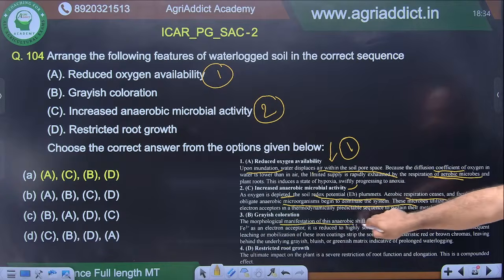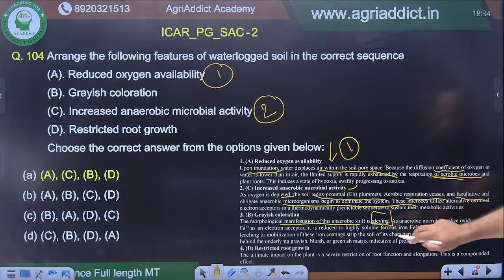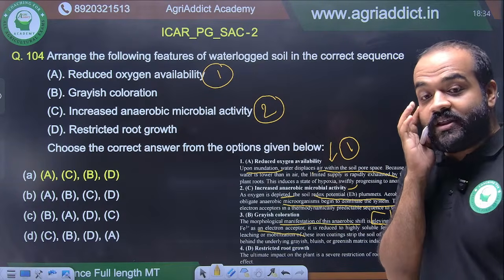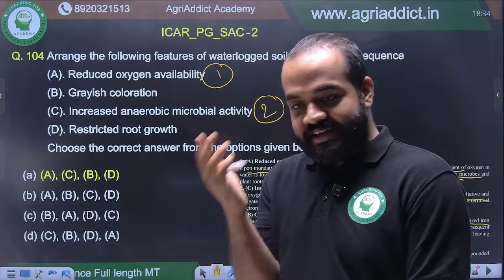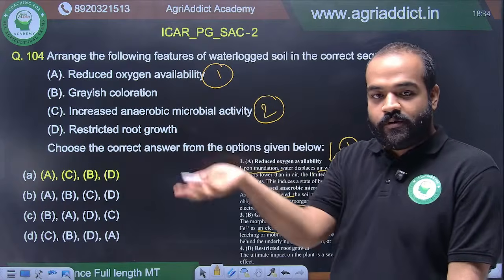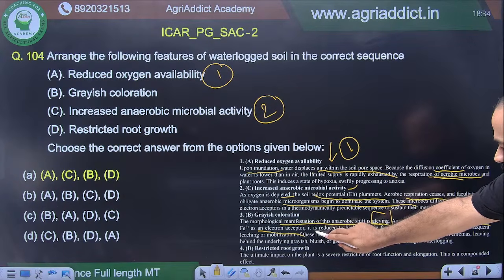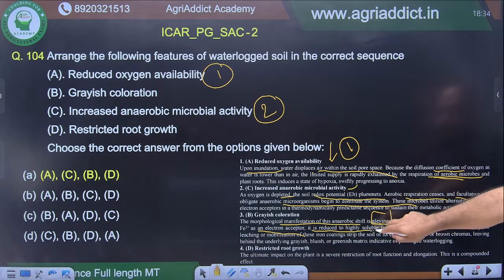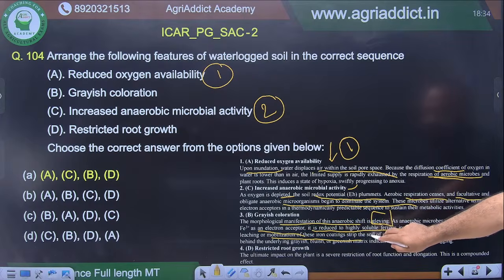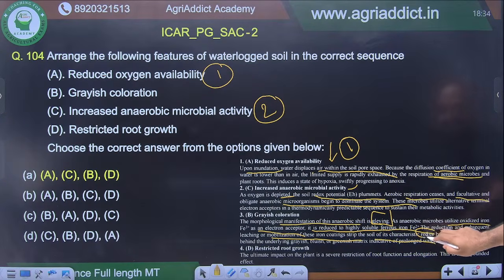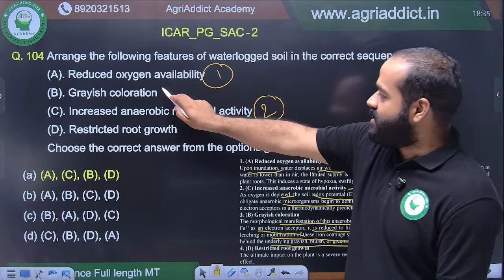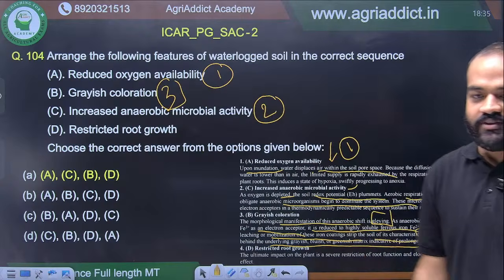The morphological manifestation of this anaerobic shift is called gleying, as anaerobic microbes utilize oxidized iron as an electron acceptor. When there is no oxygen, what is the electron acceptor for anaerobic microbes? That is these compounds like Fe3+. Fe3+, and the oxidized form of Mn, Mn4+, right? So they use those as electron acceptors and it is reduced to highly soluble ferrous iron. The reduction and subsequent leaching or mobilization of these iron coatings strip the soil of its characteristic red or brown color, leaving behind the underlying grayish, bluish, greenish matrix, which is called gleying. Okay, so 1, 2, 3 is done.